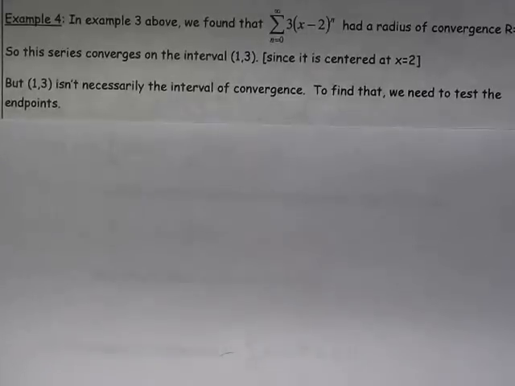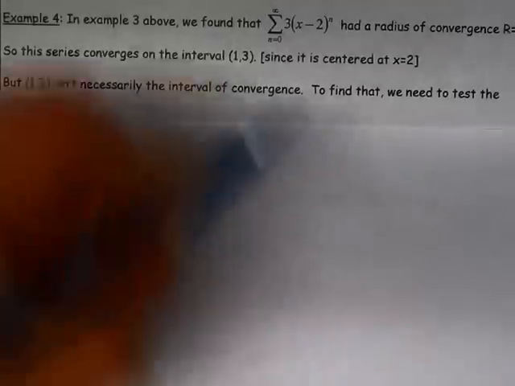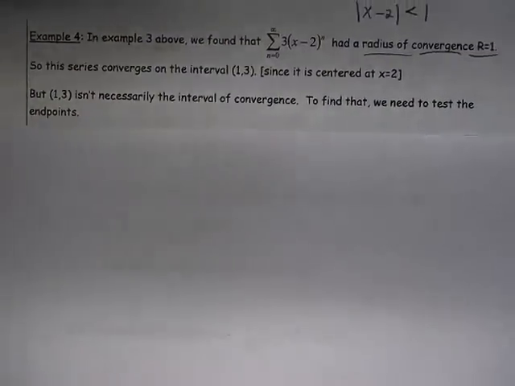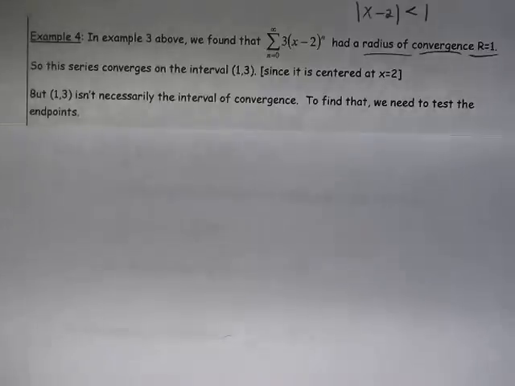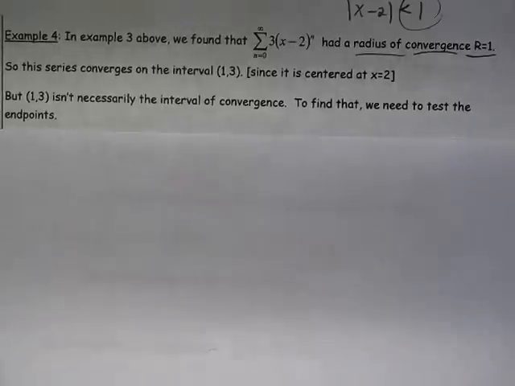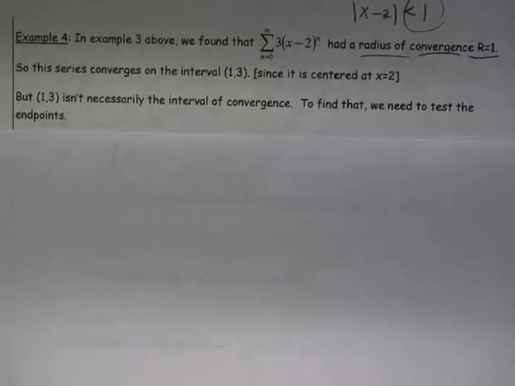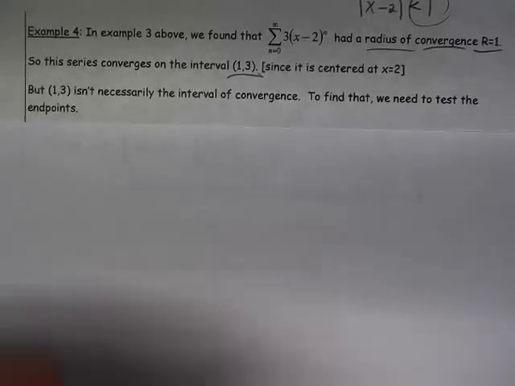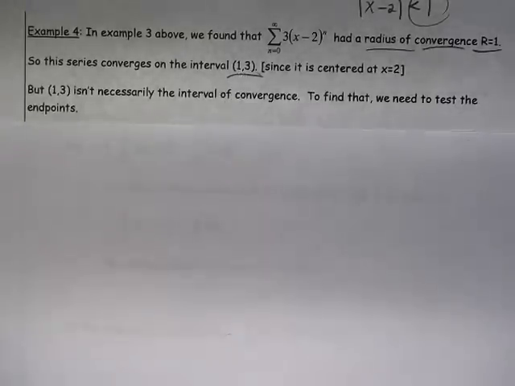Okay, so in the previous example, example 3, we found that the radius of convergence was r equals 1. Remember, we got that the absolute value of x minus 2 has to be less than 1. So this tells us how far our x value is away from 2, and it needs to be less than 1, and we'll get a convergent series.